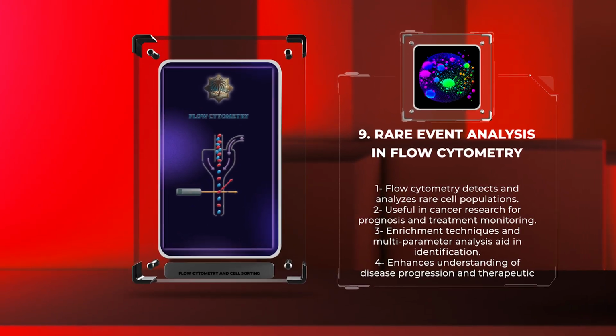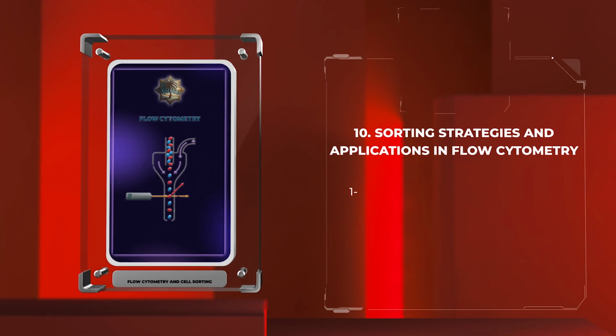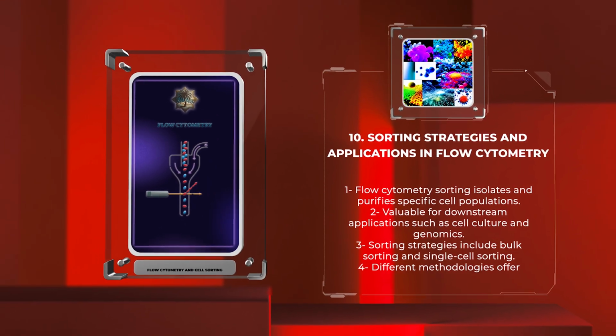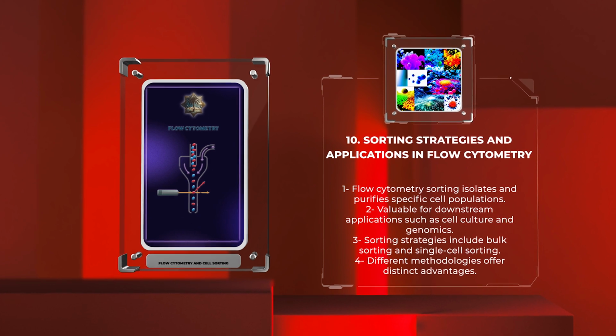Flow cytometry sorting allows researchers to isolate and purify specific cell populations based on their characteristics. This technique is valuable for downstream application.